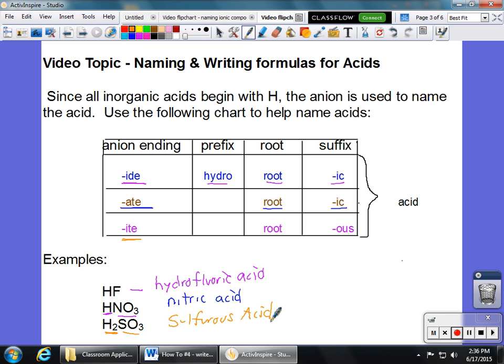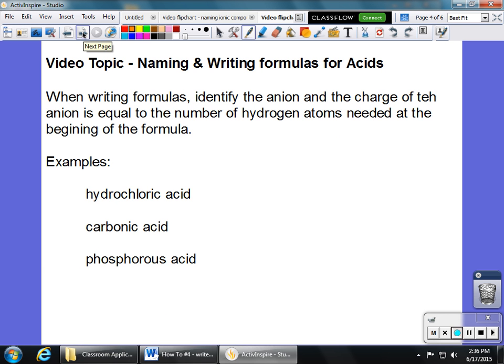We first identify them with a hydrogen, name the anion, and then we determine whatever the ending would be of that anion, we have to use it to create the name for the acid itself. What happens if you want to go the other way? Let's say you have the name. Now we got to write the formula. This is very similar to writing the formulas of ionic compounds. We have to first identify the anion. And whatever the anion is, whatever its charge would be, since hydrogen is a +1 ion, the charge of the anion will be the number of hydrogens we need.